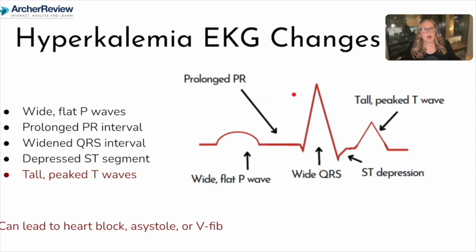Next, we see a widened QRS interval. So remember that your QRS should be less than 0.12. This QRS complex is going to be too wide. And the area between the S and the T will be depressed. This segment connecting the big QRS to the T wave, it's going to be depressed.